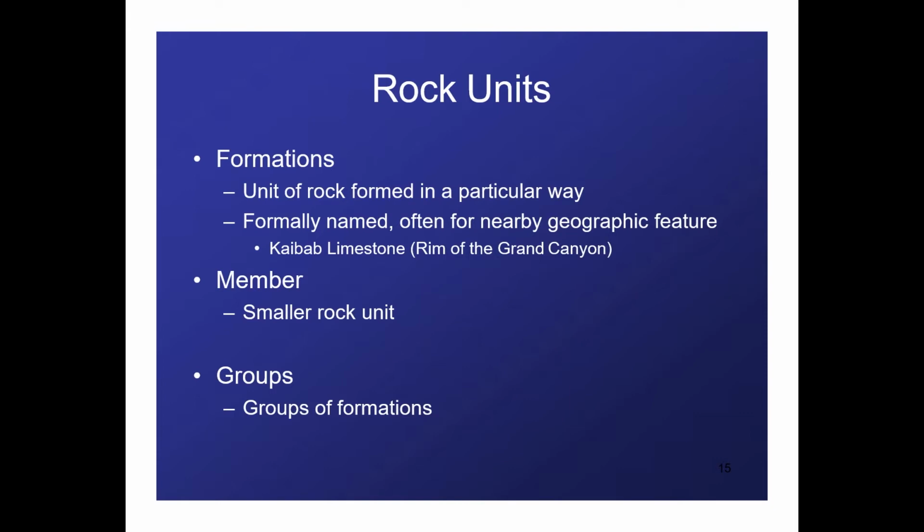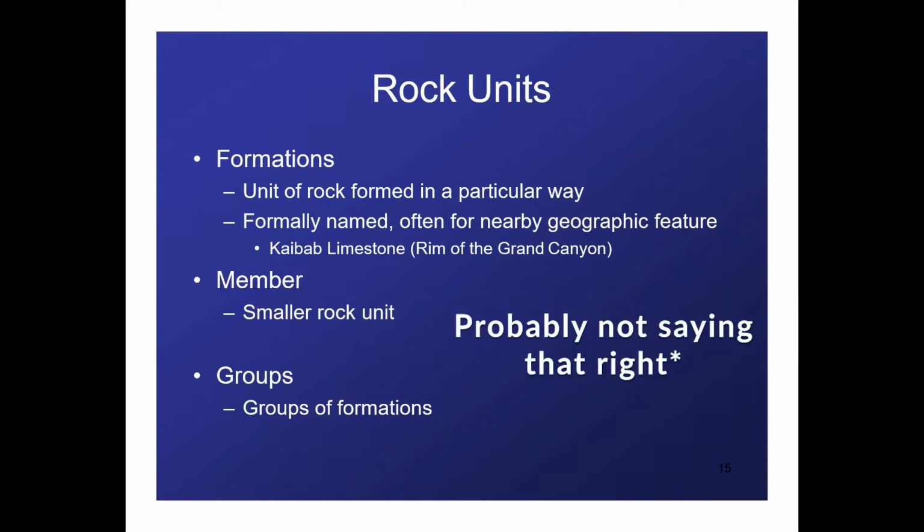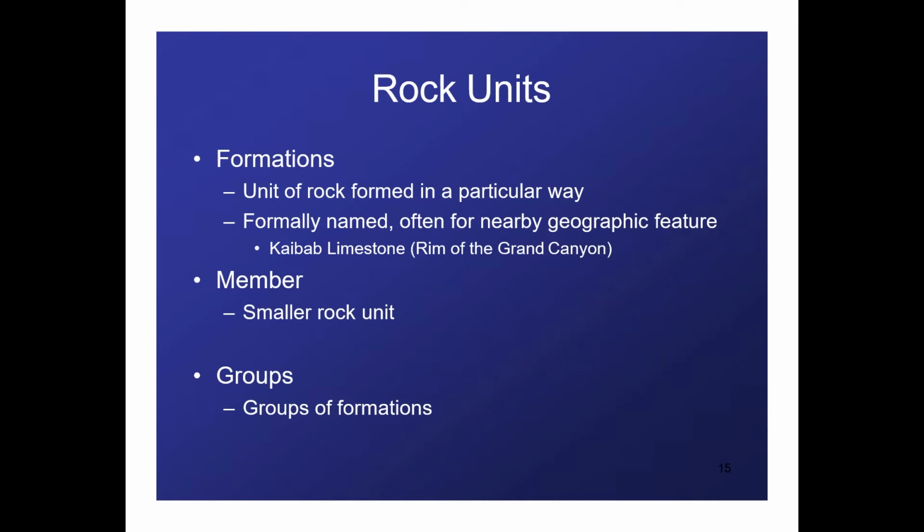These formations are capitalized and often are named for nearby geographic features. One example is the Kaibab limestone in the Grand Canyon. The word Kaibab is derived from the Paiute term meaning mountain lying down, which is their name for the Grand Canyon. So really Kaibab limestone translates to Grand Canyon limestone. That's how formations work.